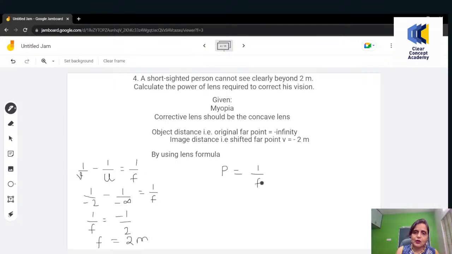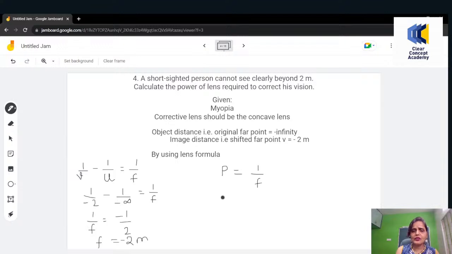Now, while calculating the power of the lens, what is the requirement? The focal length must be expressed in SI unit. Is that the case here? Yes. The focal length is 2 meter, that is, the focal length is expressed in SI units, so we can use the value as it is. So the focal length is minus 2 meters.